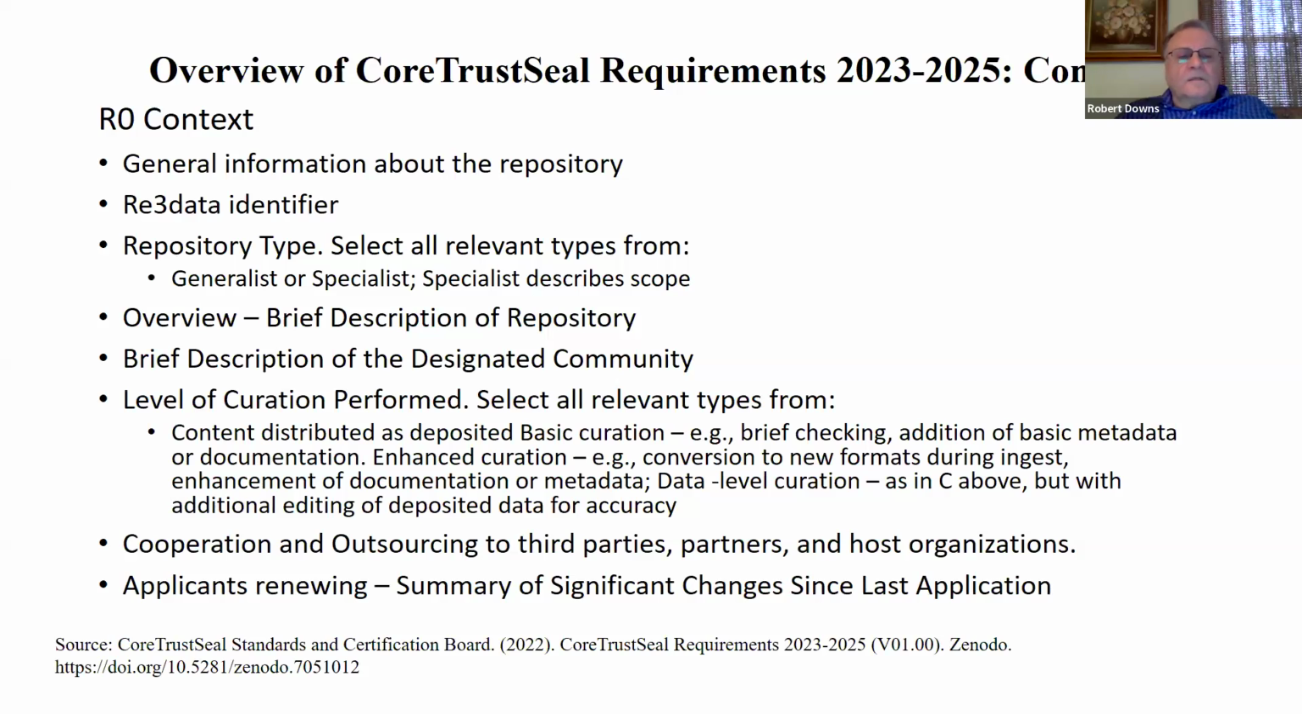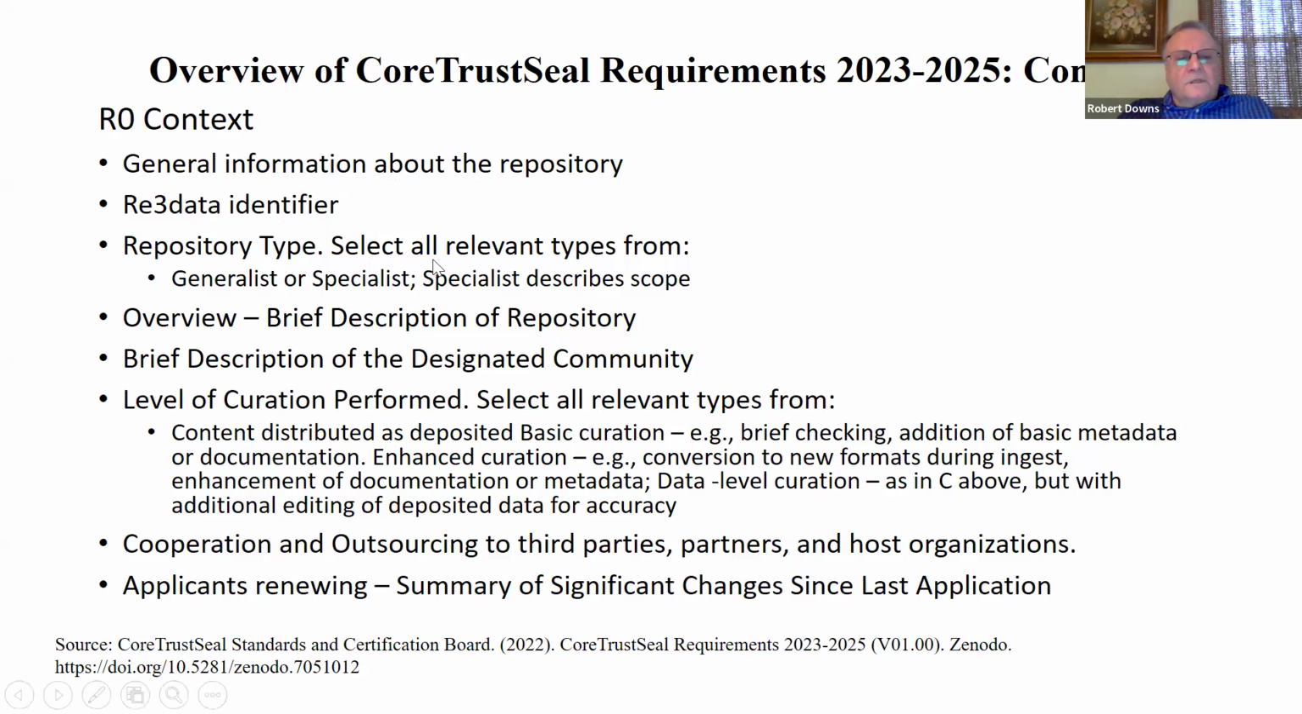You might recall we had talked about this last week. And the idea with CoreTrustSeal requirement 0 is just to provide context. This way, the reviewer and any readers who read the application will get an understanding about the repository, just a general understanding, an overview, if you will. And the repository first describes the RE3 identifier. Some of you might already have an RE3 identifier. We'll talk about that some more in a few minutes. And we talked about that a bit last week.